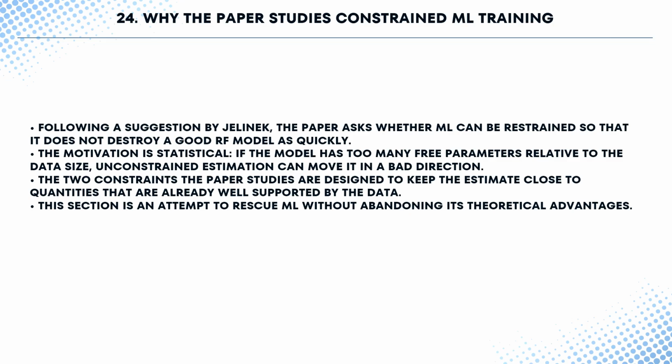Now the authors try to fix the problem with ML. ML was found to degrade strong models, so the question becomes, can we restrict ML so it doesn't damage a good model? If a model has too many parameters related to data, it can overfit or move in wrong directions. So constraints are introduced to keep estimates close to reliable values, and the key idea is to not allow ML to freely modify everything. Instead, preserve parts of the model that are already well estimated. This is an attempt to balance the flexibility and stability of the model.